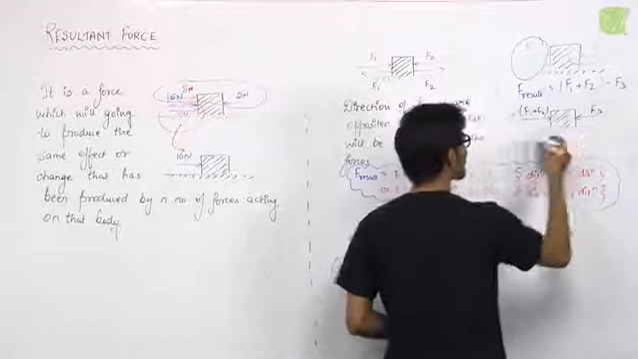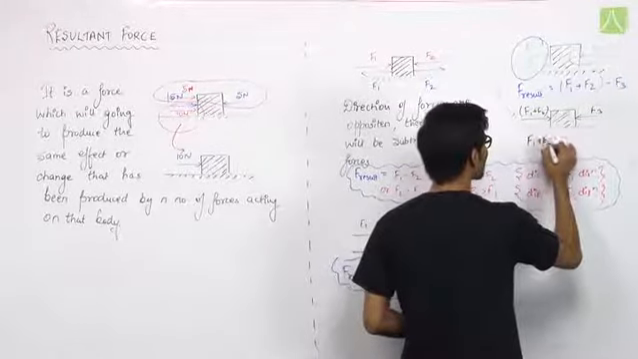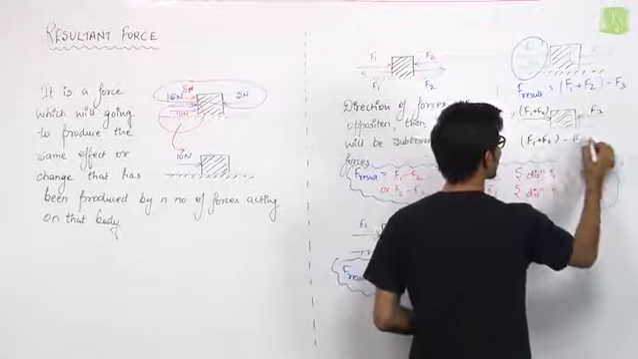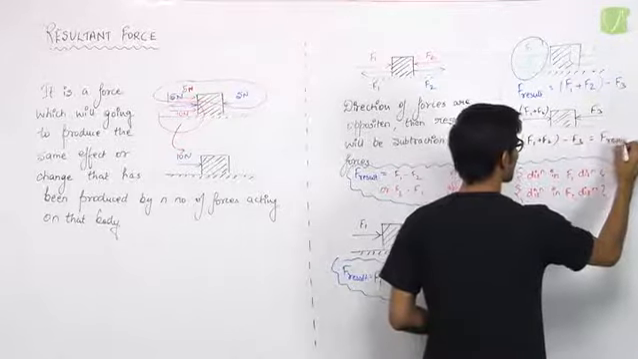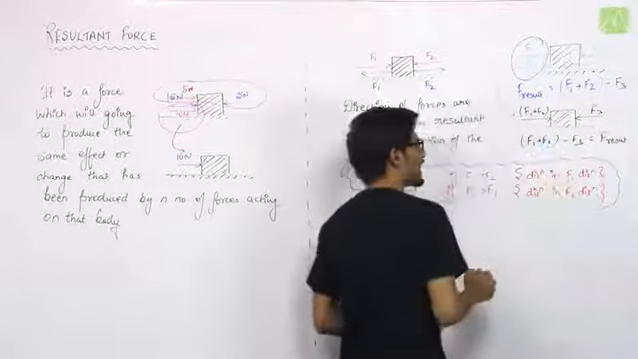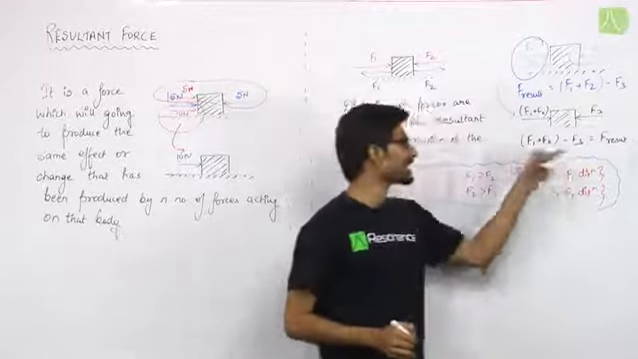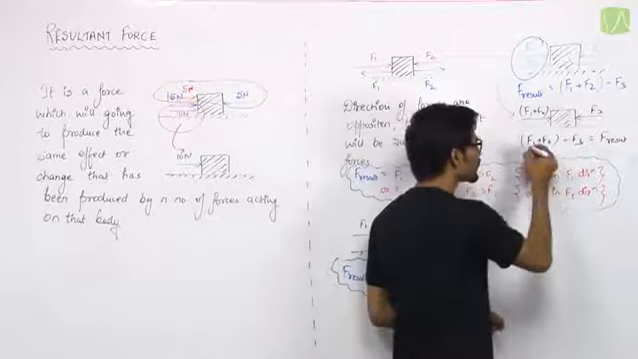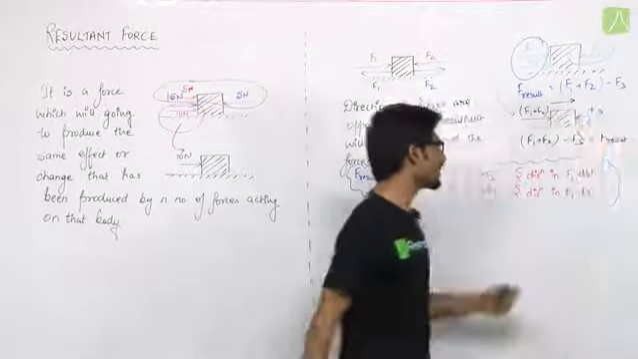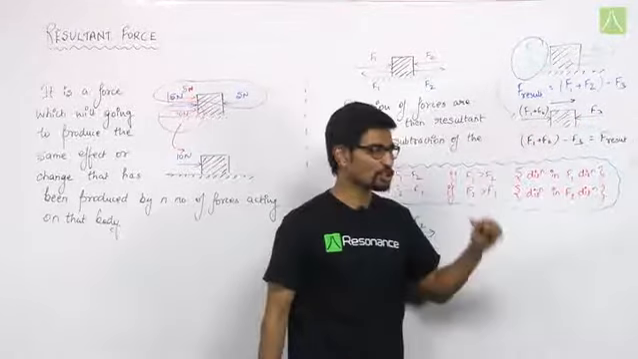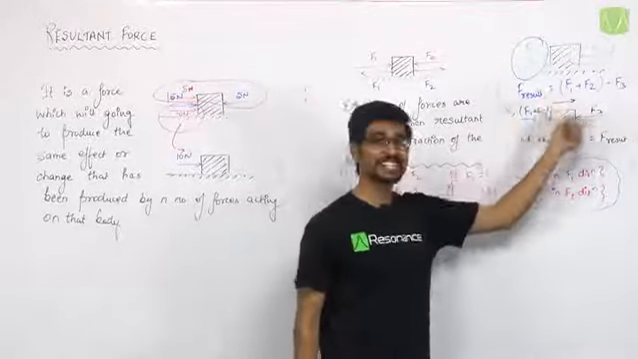Now these two forces are in opposite direction, so the result will be F1 plus F2 minus F3 equals F result. And I have assumed that F1 plus F2 is greater than F3, so the net direction of this force will be in this direction only, and it will be F1 plus F2 minus F3.